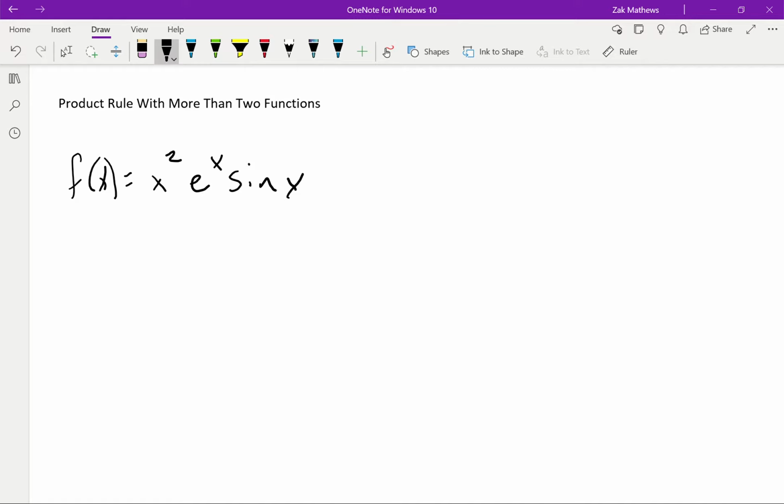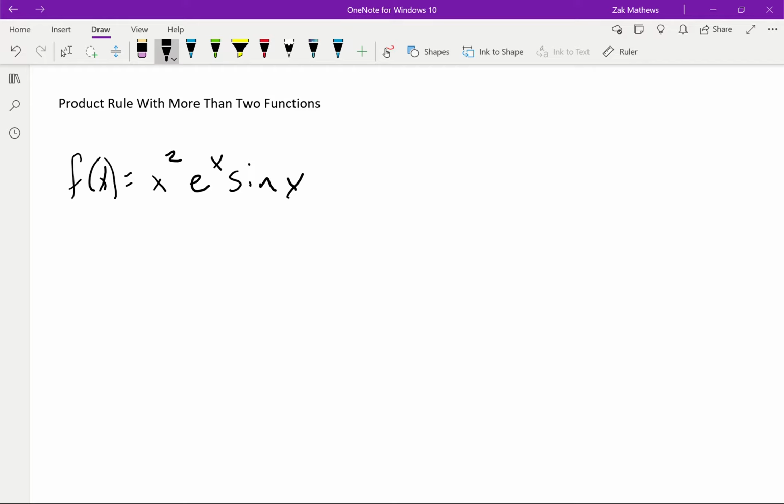I have three factors being multiplied here. I have the x squared, the e to the x, and sine x. We can think of it as three unique functions. We have the polynomial x squared, the exponential e to the x, and then the trig function sine of x. In order for me to take the derivative, I am going to have to use the product rule. I'm going to have to use it a couple times over.